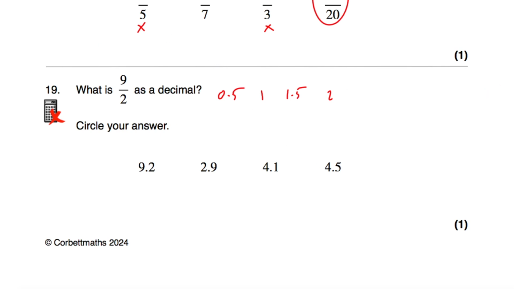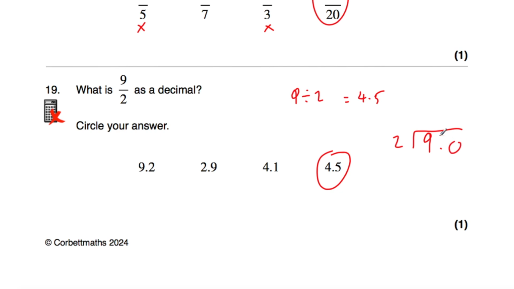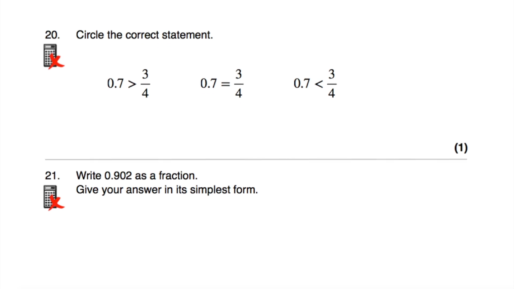If I was doing this question, what I would do is, like the other ones, divide the numerator by the denominator. So I just do 9 divided by 2. Half of 9 is 4.5, so the answer is 4.5. And again, if you weren't sure on that, 9 divided by 2, you could do the bus shelter method. Do 9 divided by 2, put a decimal point. How many 2's go into 9? That's 4, remainder 1. And how many 2's go into 10? That's 5. So the answer is 4.5. And that's it.